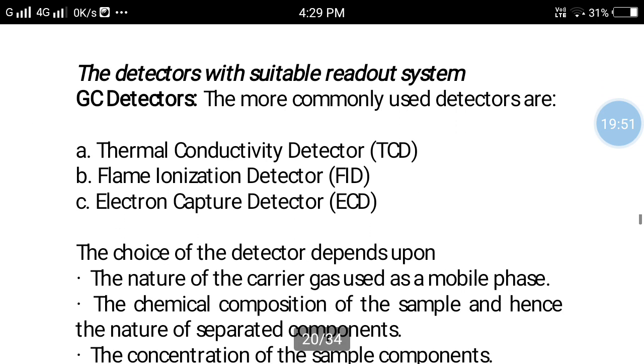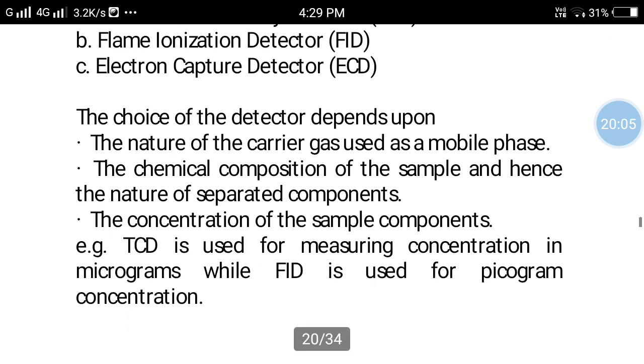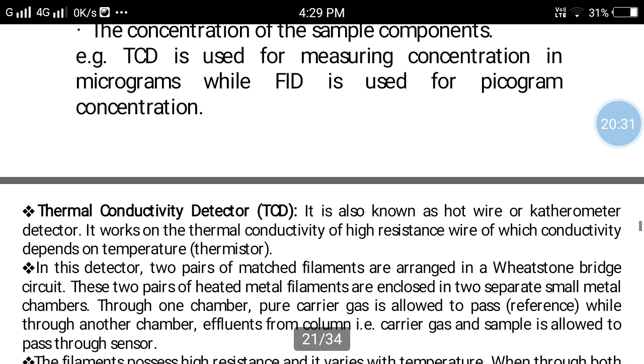In gas chromatography, three detectors are used. The first one is the thermal conductivity detector, that is TCD. The second one is the flame ionization detector, and the third one is the electron capture detector. The choice of detector depends upon the nature of the carrier gas used as a mobile phase, the chemical composition of the sample, and hence the nature of separated components, and the concentration of the sample component. For example, the thermal conductivity detector is used for measuring concentration in micrograms, while the flame ionization detector is used for picogram concentration.